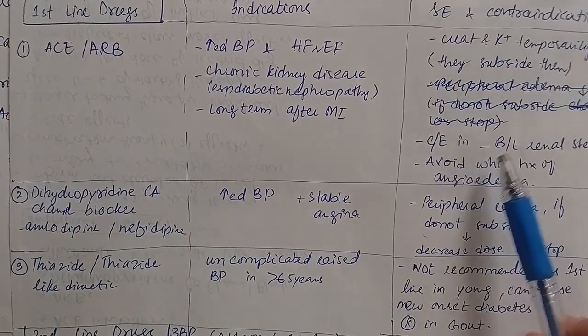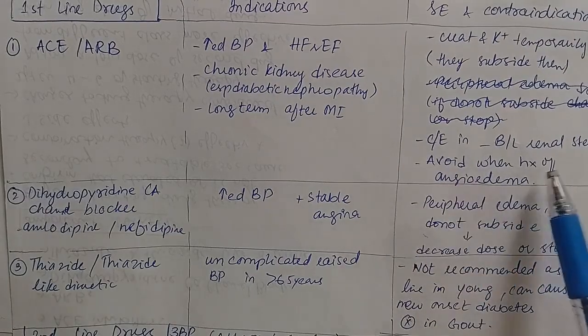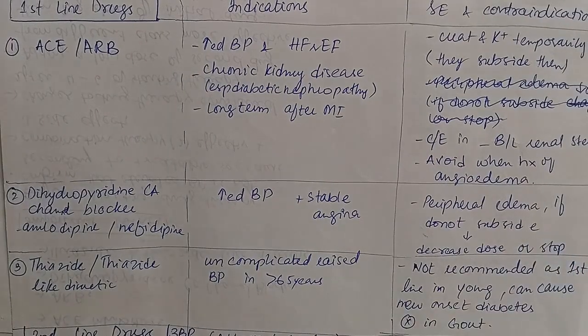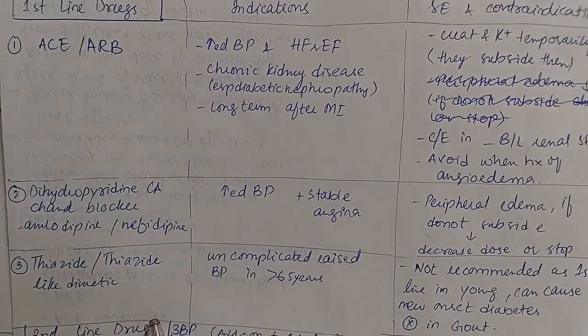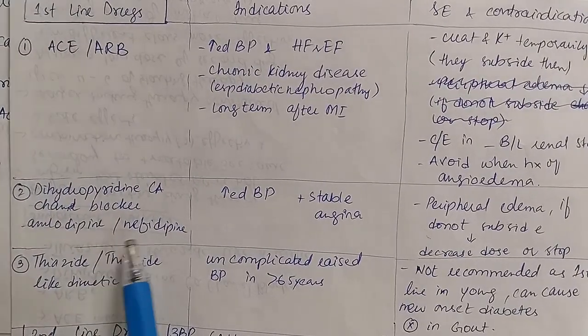These drugs are contraindicated when the patient has bilateral renal stenosis, and we have to avoid ACE inhibitors and ARBs when there is a history of angioedema. Then we have dihydropyridine calcium channel blockers, that are amlodipine and nifedipine.